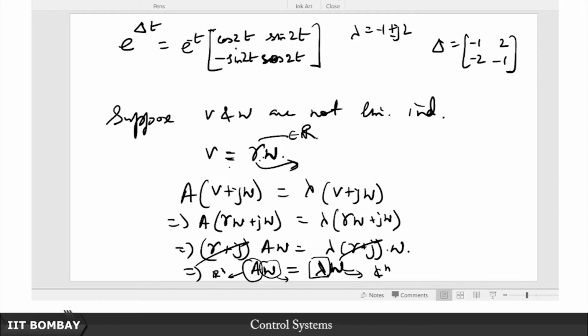So V and W are definitely linearly independent, in which case I shall always be able to invert this matrix T and thereby obtain a delta of this form, and once I have obtained a delta of this form I can always take the e to the delta t in a very convenient manner like I have shown here.